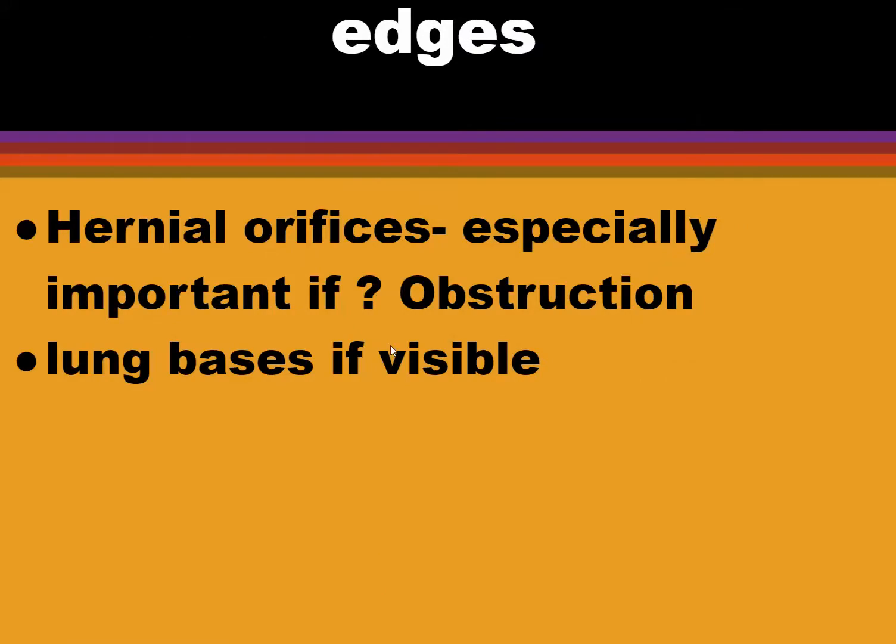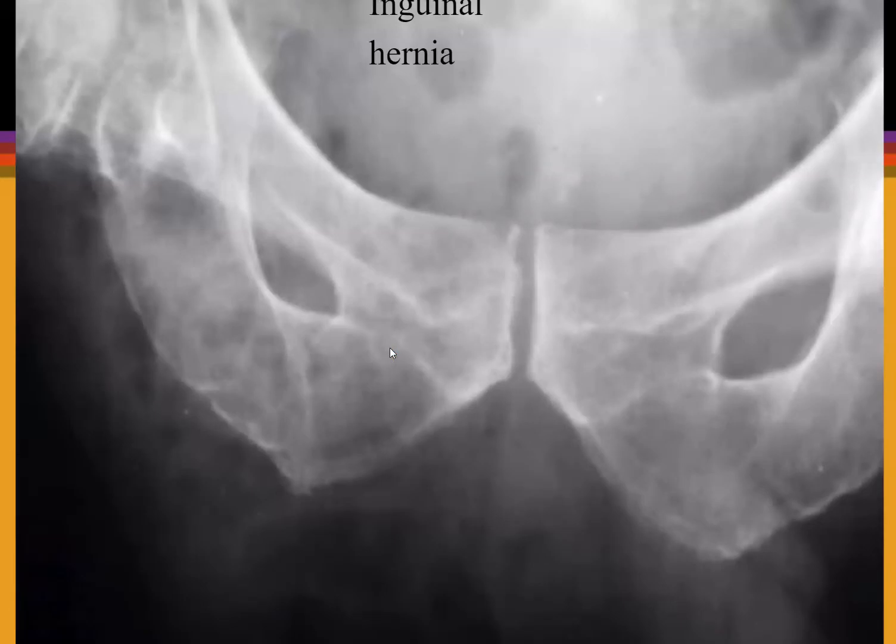So now we come to E, which is the edges. When I talk about edges, I mean the edges of the film where the hernial orifices are and the lung bases. So look right at the bottom of the abdominal x-ray for the hernial orifices and right at the top for the lung bases. Because we miss stuff at the edges, we concentrate too much on the center.